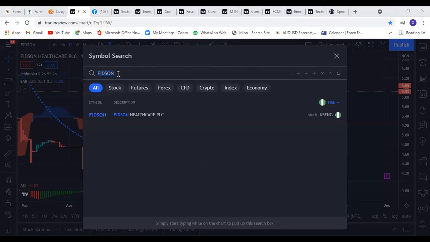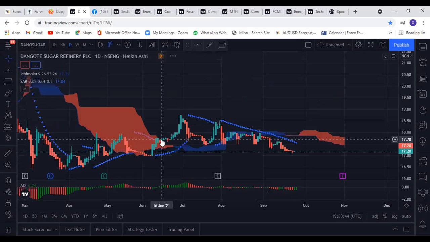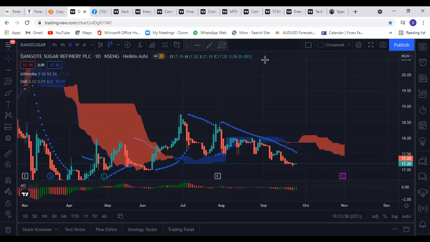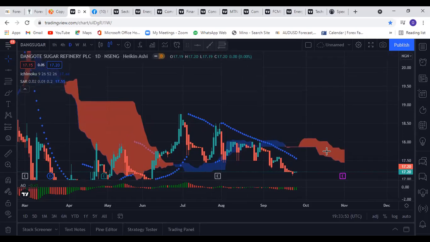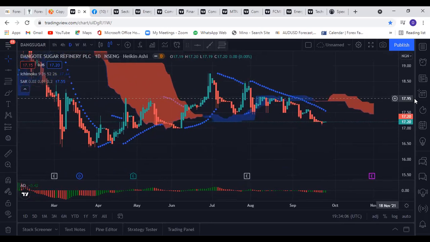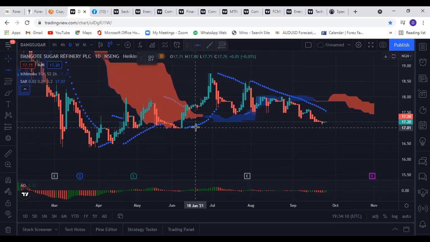The last one I can take is Dangote Sugar. The trend is down. It's struggling. But we are getting close to a support. Another thing I can look at is that we are getting close to a support. There's a support around here. You see that price is getting close to it, and it wants to react to it. So you have seen like 2 days hop.